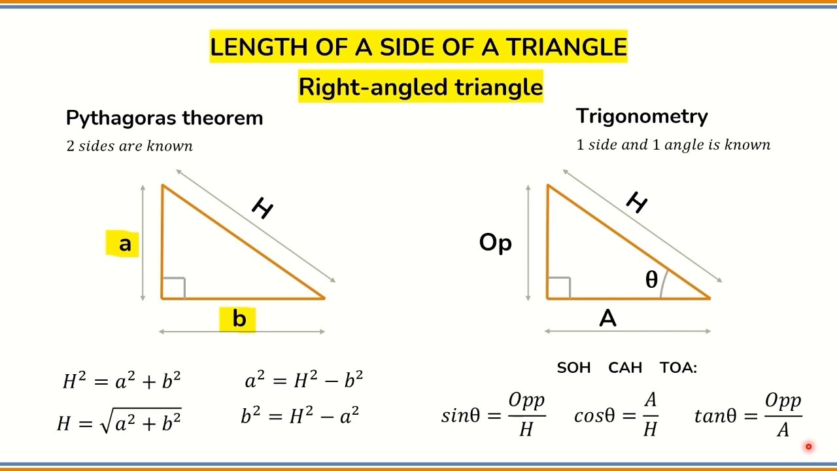If, for example, we know the angle and the opposite side, and we want to calculate the hypotenuse, we need to use this first formula, but we will need to rearrange it to leave h on its own. So h will be the opposite over the sine of the angle. If we want to calculate the adjacent, we will have to use this formula and we will have to rearrange it. So a will be the opposite over the tangent of the angle.